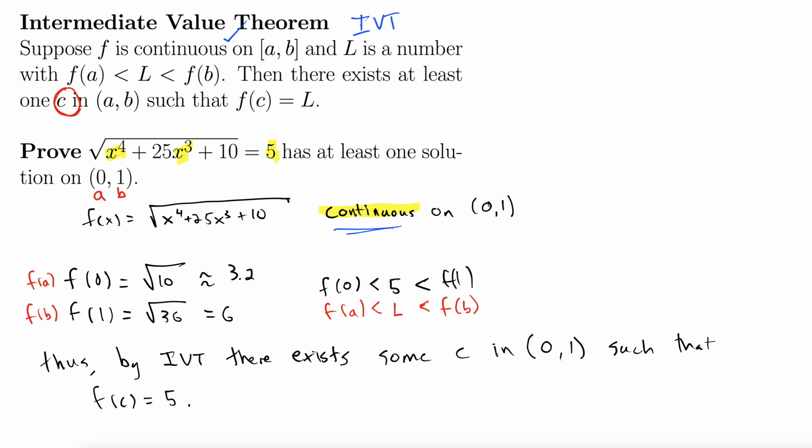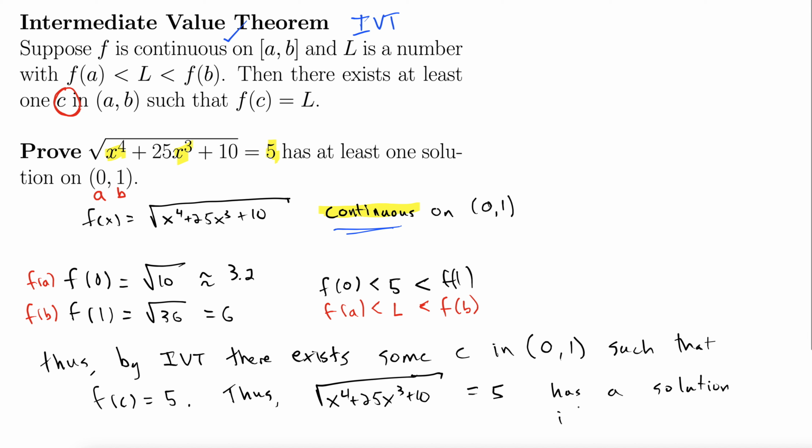Well, what does that mean? That means that this thing has a solution. So thus, this whole equation, x to the 4th plus 25x cubed plus 10 equals 5, has a solution. At least one solution. It may have more. Let's just say on [0, 1]. Okay, and we have proven this.